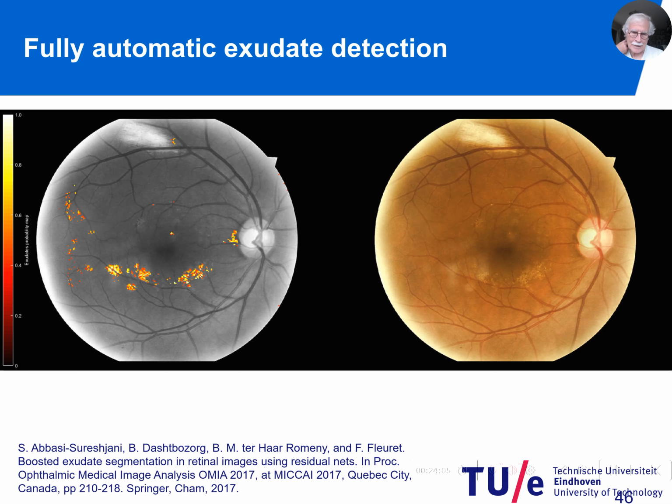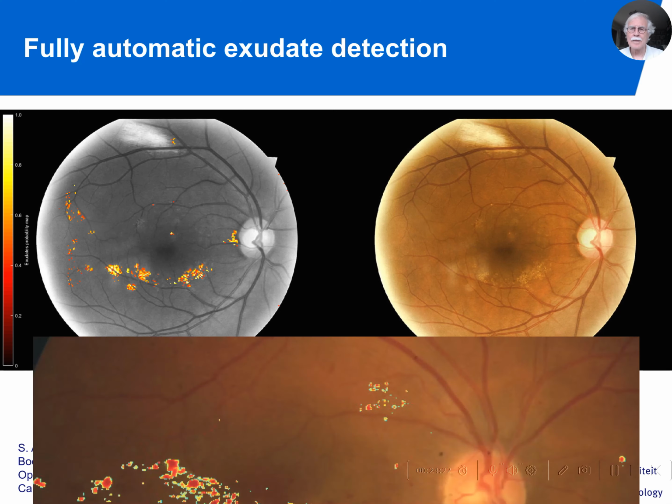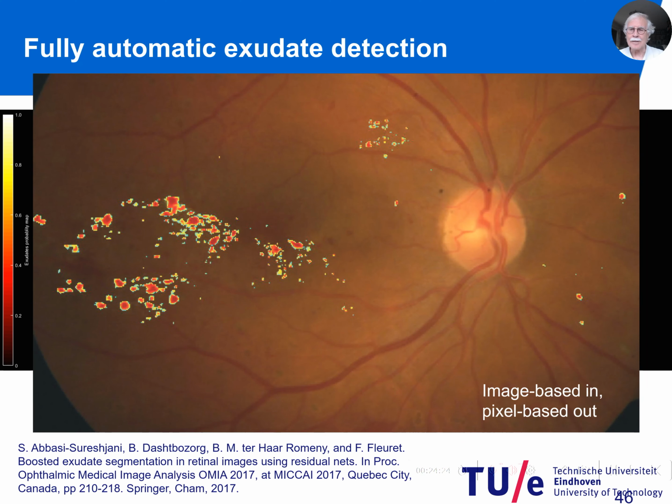What does fully automatic mean? That we don't have to indicate exactly where all the pixels that have an exudate location are. We only have to indicate that this particular retinal image to the right has exudates, and the system then gives where they are. So here we see an image in, but pixel-based out, and it was fast.